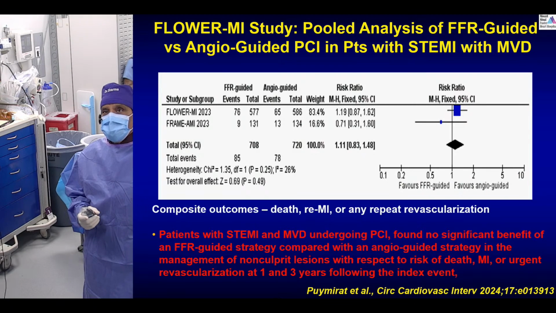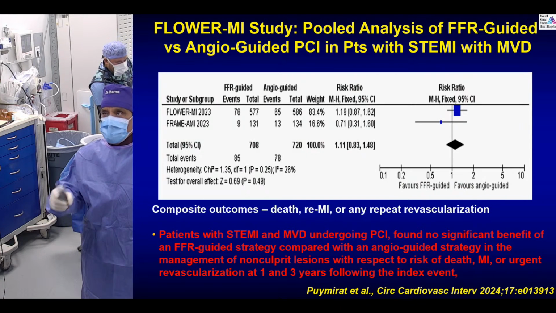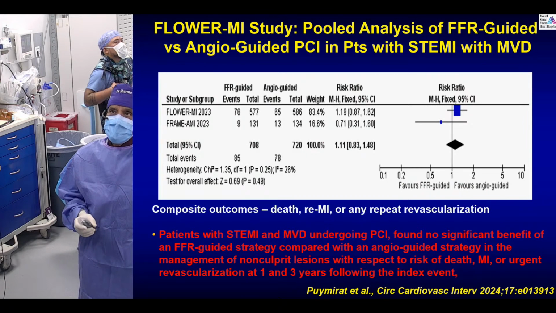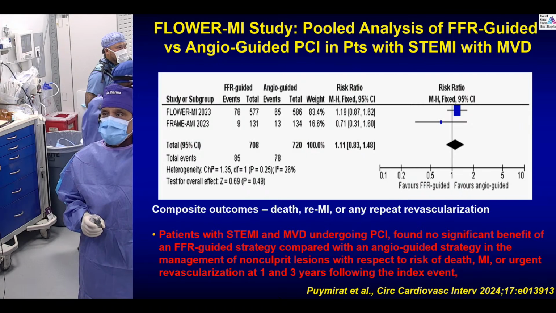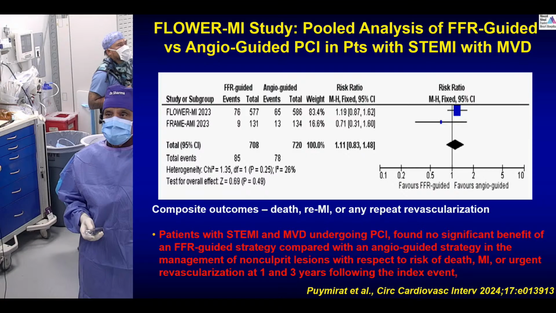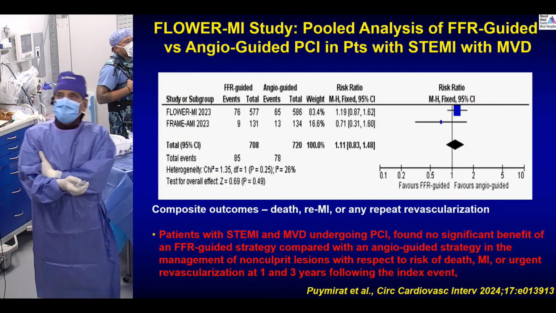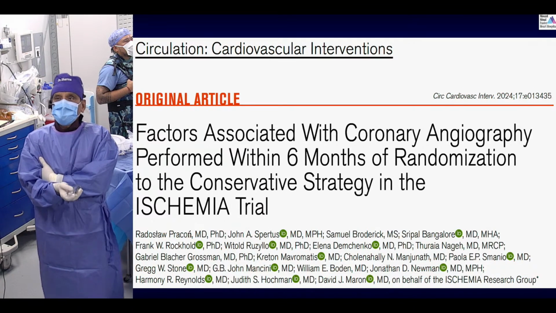Now there are two trials, FLOWER-MI and FRAME-AMI. FRAME-AMI was acutely slightly better, but if you combine both of them, there is no difference in the long-term primary outcome. So the conclusion is that in patients with STEMI and multivessel disease undergoing PCI, there is no significant benefit of an FFR-guided strategy compared with an angio-guided strategy for non-culprit lesions with respect to risk of death, MI, or urgent revascularization up to 3 years. Therefore, there is no need to do the imaging at the time. So this is basically the 3-year outcome, as I mentioned, in the FFR-guided.